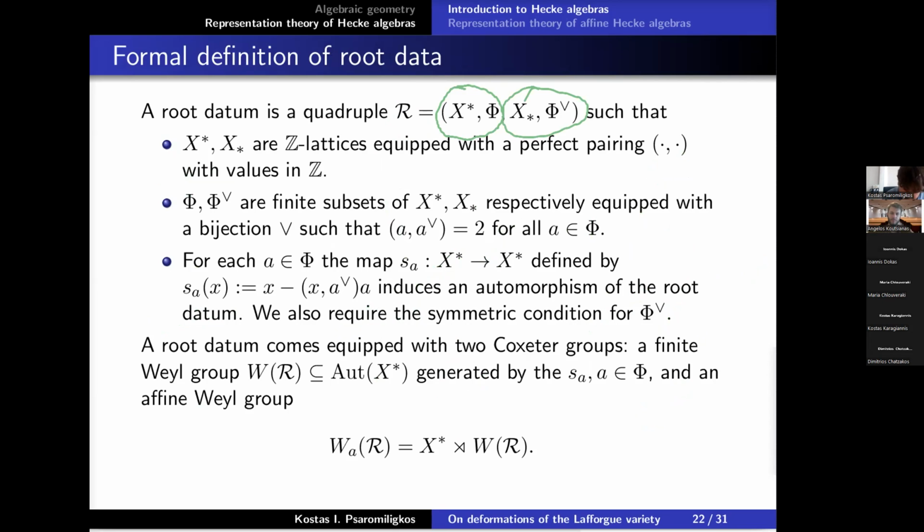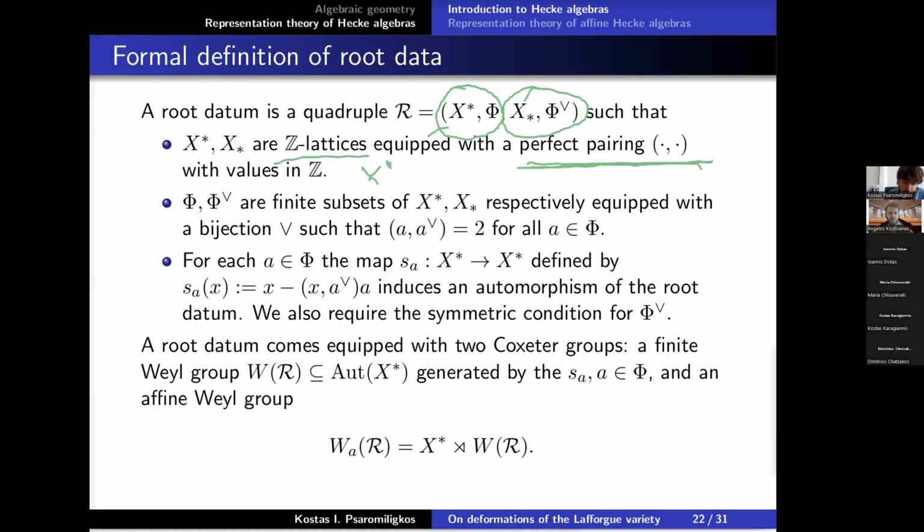So we just focus on the first part for a while. But you should think of them as being dual. In particular, X star should be some Z lattice, and X lower star should be the dual lattice. And this duality should be given by this perfect pairing.